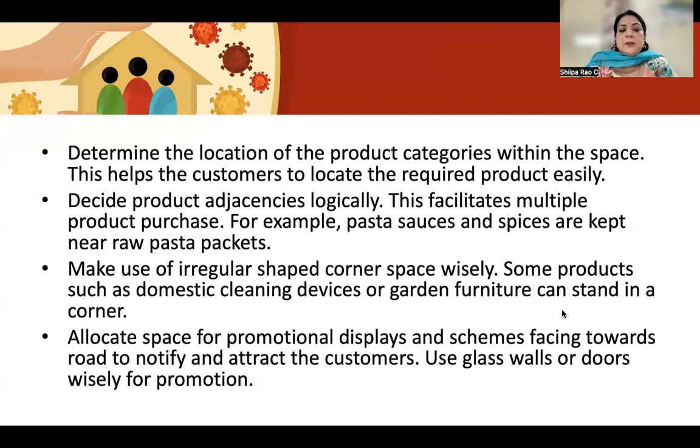Make use of the irregularly shaped corner space wisely. Some products such as domestic cleaning devices or garden furniture can stand in the corner. Allocate space for the promotional displays and schemes facing towards the road to notify and attract the customers. Use glass walls or doors wisely for the promotion. So these are the things to be kept in mind by the retailer for utilizing the available space. When we say it needs to be used effectively and efficiently, these are the strategies that need to be adopted by the retailer.